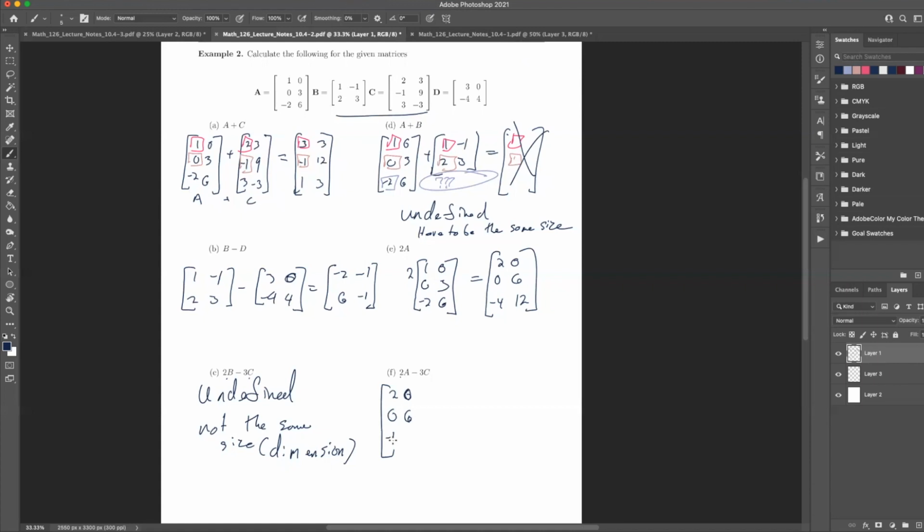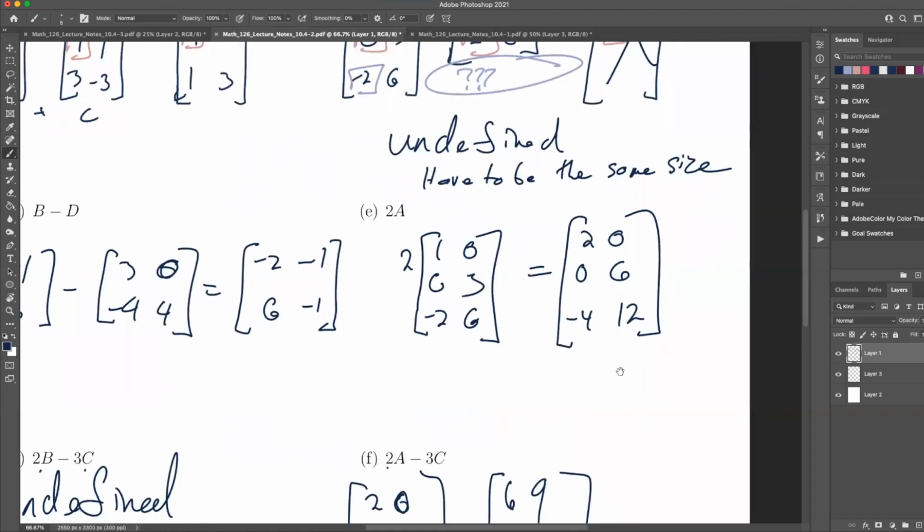Minus 3 times c. So 3 times c would be 6, 9, minus 3, 27, 9, and minus 9. I'm just multiplying by 3: 3 here gives me 6, and 3 here gives me negative 3, 3 here gives me 9, 3 here gives me 9, 27, and then negative 9. And I'll zoom in so my handwriting's a little bit better.